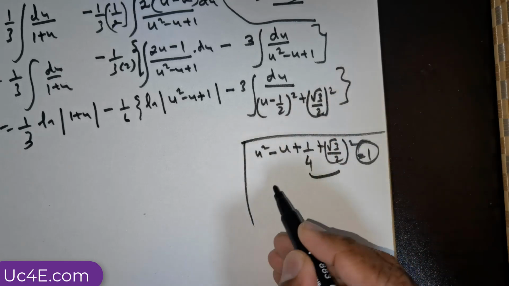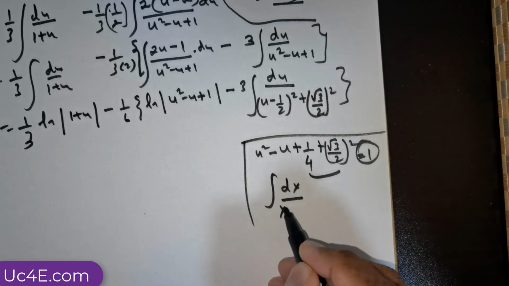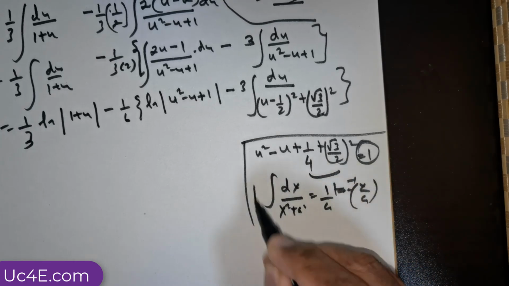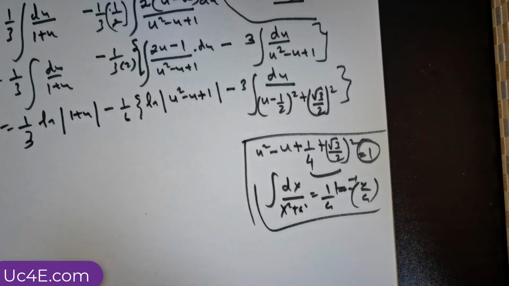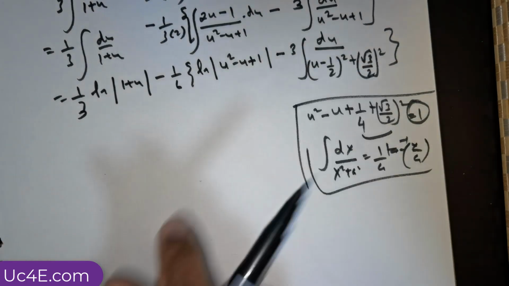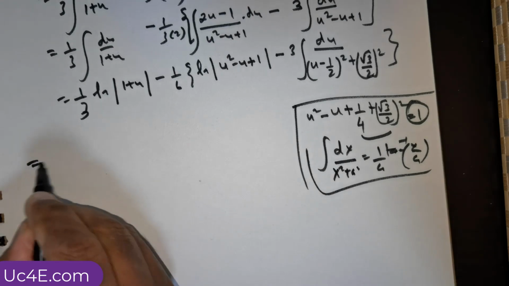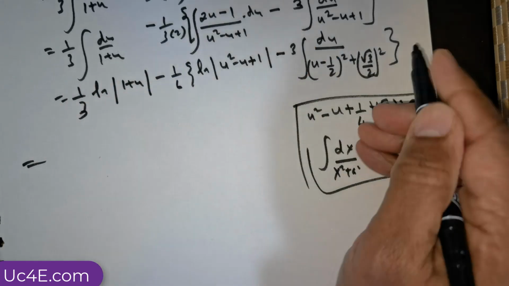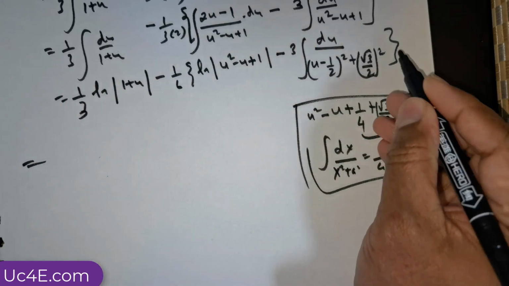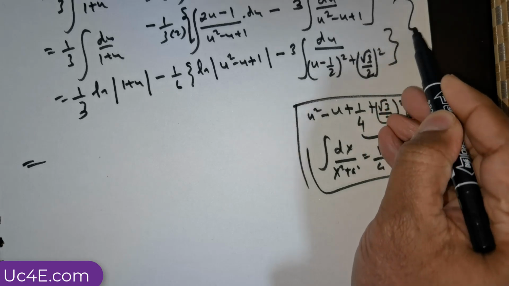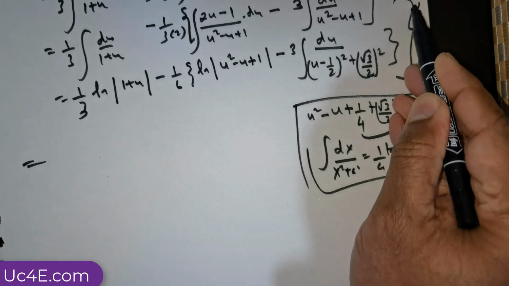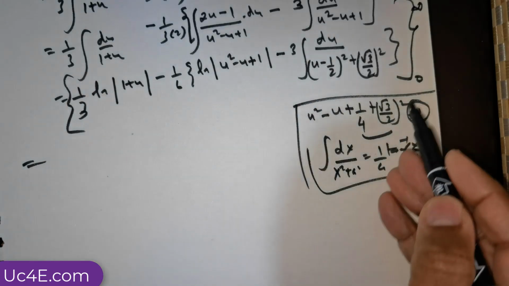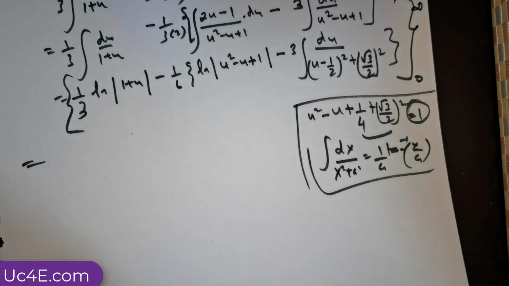Now why am I doing this? Because I know a formula: the integral dx over x² + a² is equal to 1 over a tan inverse of x over a. This is the formula that I would be utilizing. That's what I'm aiming at. Now I'm not substituting the limits. The limits for u are stretching from 0 to infinity, and there is no change of variable there. So the limits are going to stay the same, 0 to infinity.